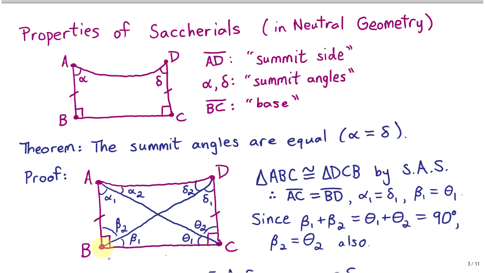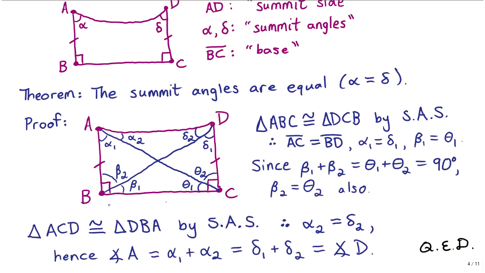Furthermore, since the angle at B is the sum of beta 1 and beta 2, that's a right angle, and the angle at C, also a right angle, is the sum of theta 1 and theta 2, since beta 1 and theta 1 are equal, it follows that beta 2 and theta 2 must also be equal. This leads us to a second pair of congruent triangles. Triangle ACD is congruent to triangle DBA, again by side angle side. We know that the diagonals are equal. We know that beta 2 and theta 2 are equal. And we know that the sides AB and DC are equal.